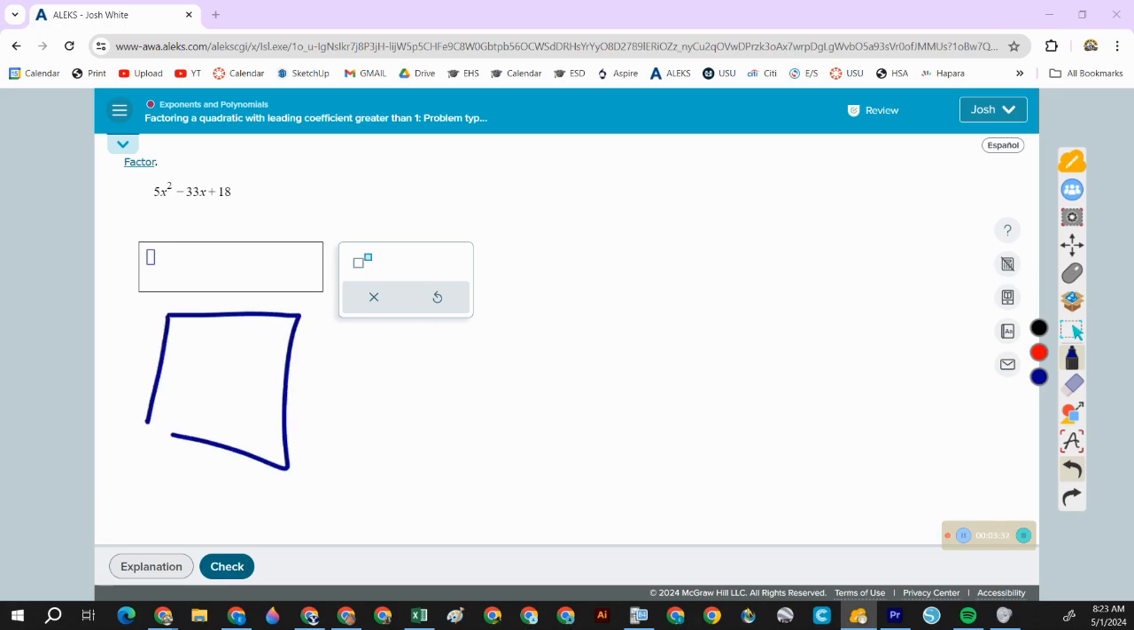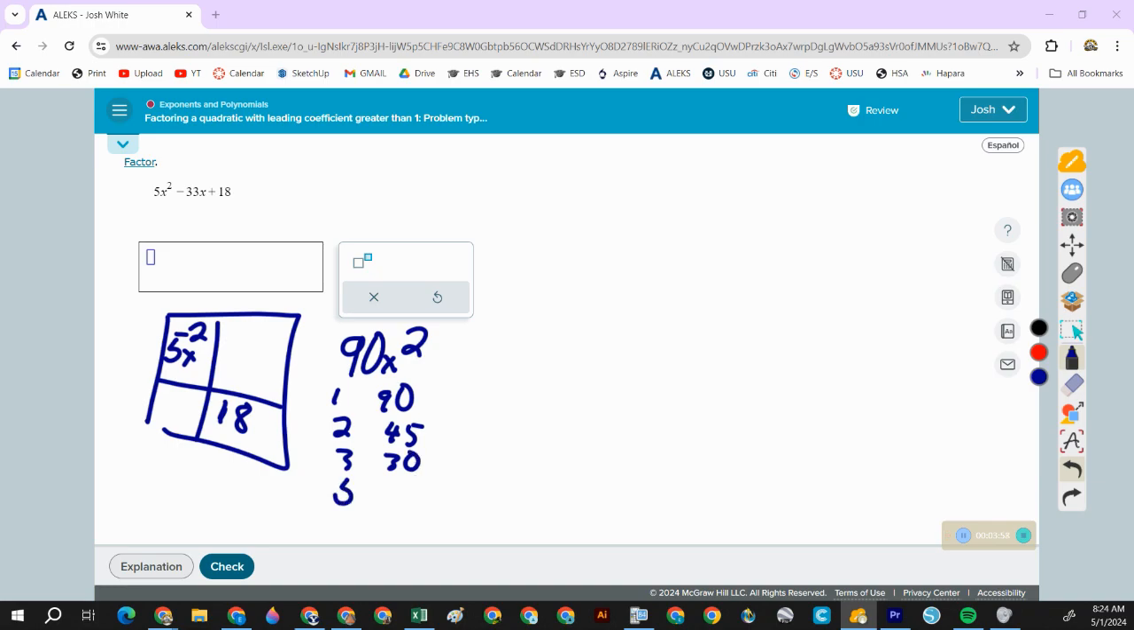So draw the box. 5x squared and 18. So 5 times 18 is going to be 50 plus 40 is 90. 90x squared. The factors will be 1 and 90, 2 and 45, 3 and 30, 4 doesn't work, 5 and 18, 6 and 15, 7 doesn't work, 8 doesn't work, 9 and 10.